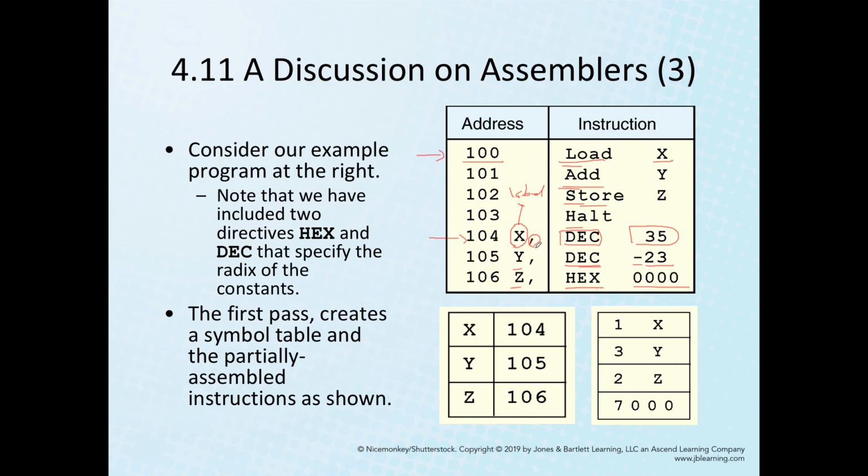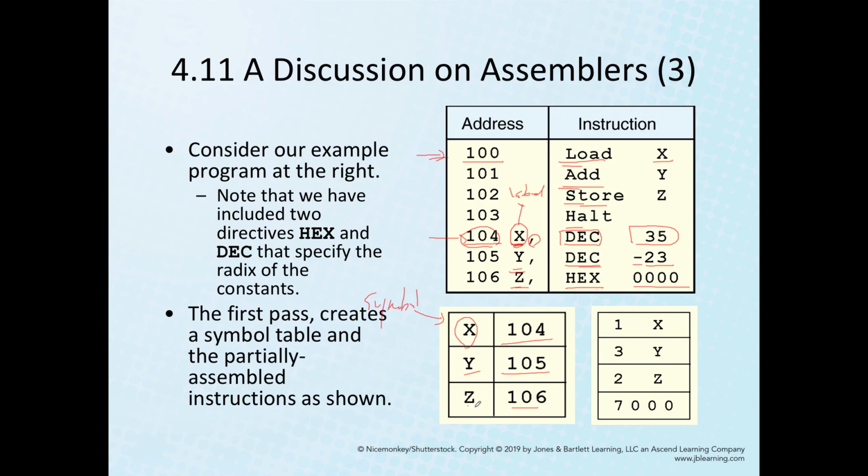Then after halt, we have X, comma, decimal 35, counting the address from 100. At this moment, label X is at address 104. So for label X, the address is 104. This is called the symbol table. The symbol table is first created in the first pass of the translation. Starting from the beginning address, just count where label X is used, and then Y is used at address 105, Z is 106.